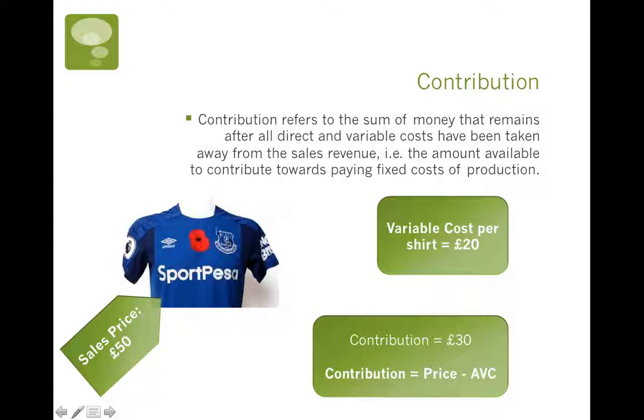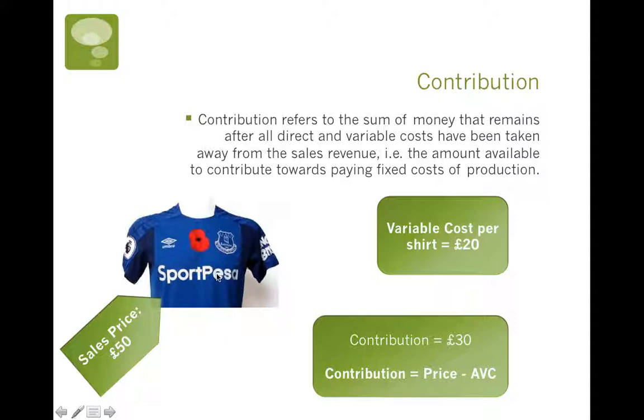So in the case here, we have an Everton shirt, which has a sales price of £50. And that Everton shirt had a variable cost per shirt of £20. That means that the cost of the materials and the cost of the packaging and the cost of the logo that's been sewn on and all of the signage on it, all of that per shirt has cost £20 to make. This shirt costs £20 to make.